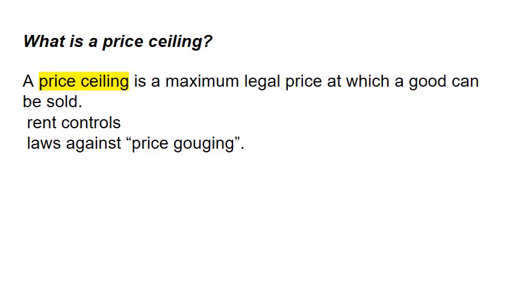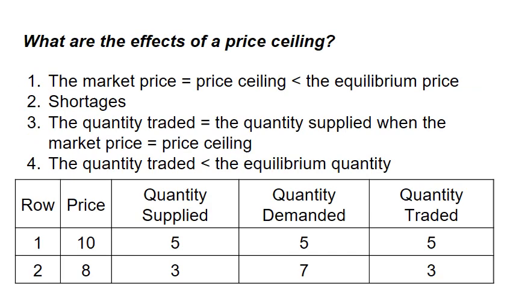A price ceiling is a maximum legal price at which the good can be sold. Examples of price ceilings are rent controls and laws against price gouging. Supply and demand analysis predicts that a price ceiling that is less than the equilibrium price has 7 effects.